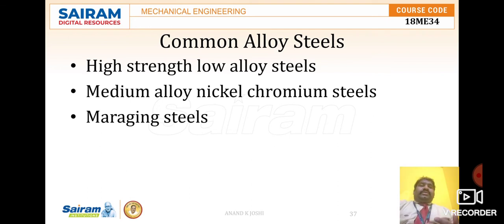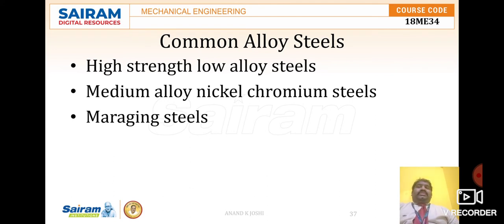Some of the commonly used alloy steels we are discussing now. The first is high strength low alloy steel, then medium alloy nickel chromium steel, and maraging steels. These are different types of common alloy steels. Let us discuss one by one what is meant by high strength low alloy steels.